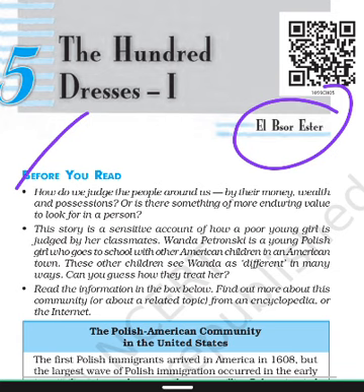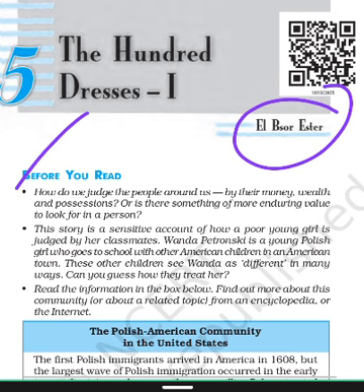Before you read, there are some clues about the lesson. How do we judge the people around us? By their money, wealth, and possessions? Or is there something of more enduring value to look for in a person? There are different ways to judge a person around us. Sometimes we judge a person by money, sometimes by wealth and possessions. But the writer is asking a question: is there something else, like enduring, important values, by which we can judge a person?